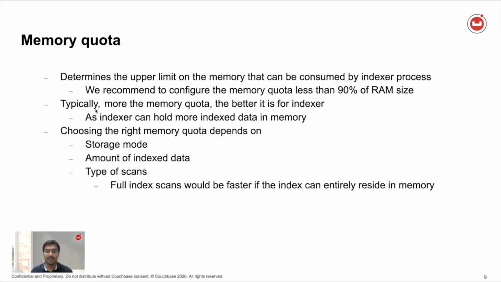Typically, the more the memory quota, the better it is for indexer. This is because indexer can hold more index data in memory, and therefore retrieval of this index data becomes faster when it resides in memory. Choosing the right memory quota depends on the storage mode that is chosen to maintain the indexes, the amount of index data that the indexer node is supposed to hold, and the type of scans that the indexes are expected to serve. For example, full index scans would be faster if the index data can entirely reside in memory.